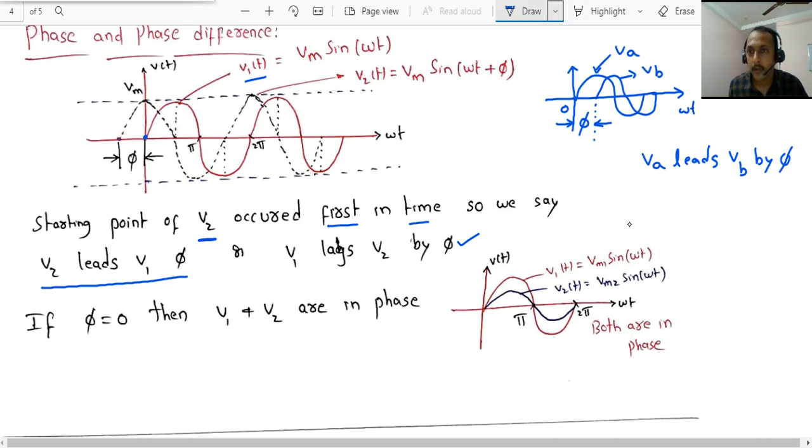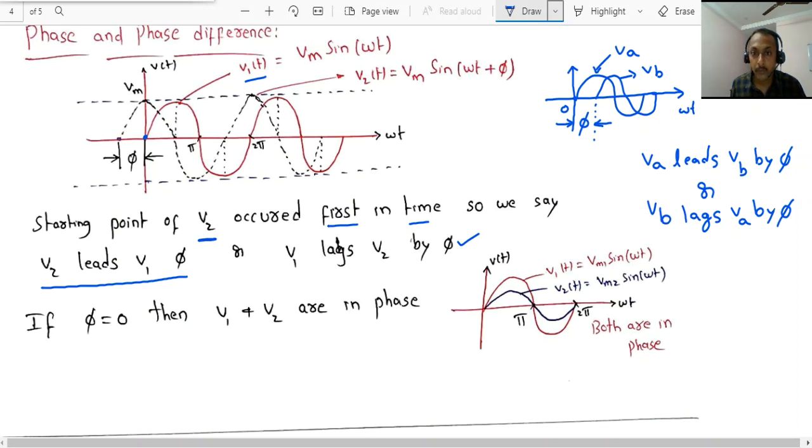Or you can tell the same statement in another manner: VB lags VA by phi. Very, very important, dear students. Clear? The key point is which occurred first in time. That one will be the leading. The second one will be the lagging.